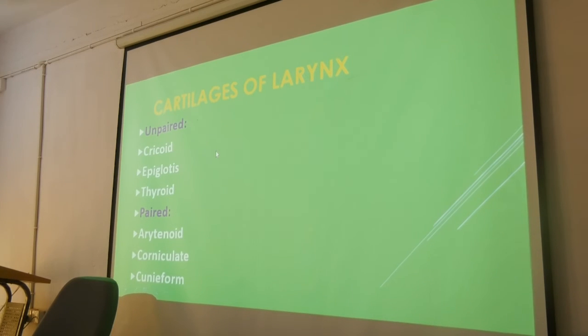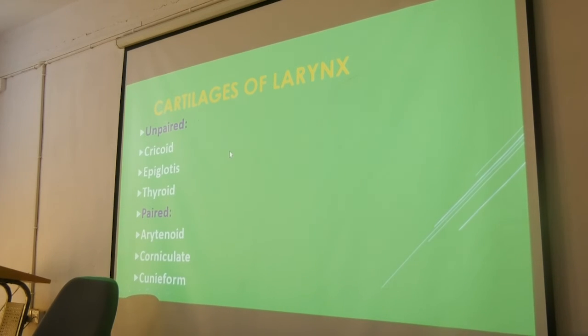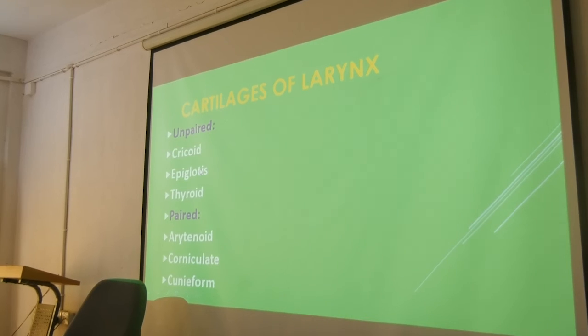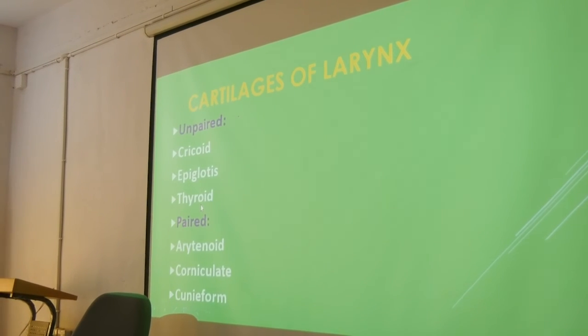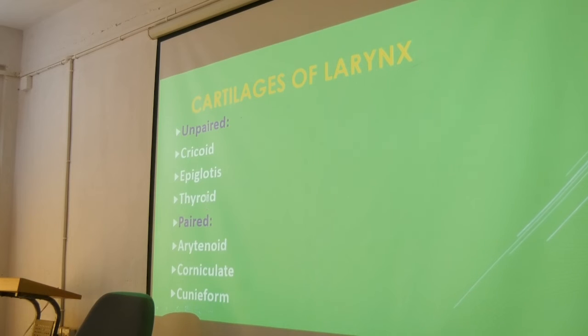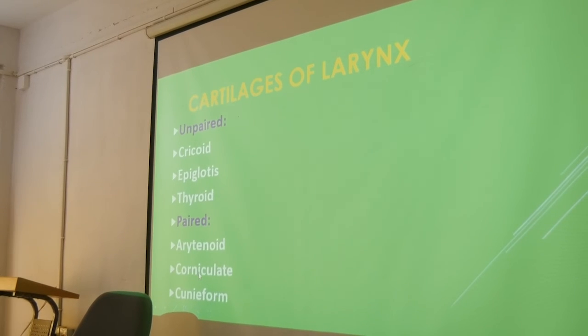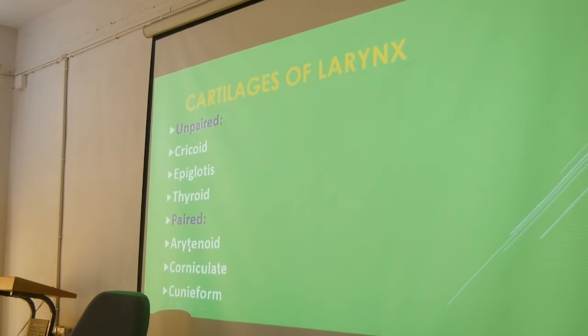Okay, so these are the cartilages of the larynx. Unpaired, what are there? Cricoid, epiglottis and the thyroid. Cricoid, epiglottis, thyroid. Paired, what are there? Arytenoid, corniculate and cuneiform.